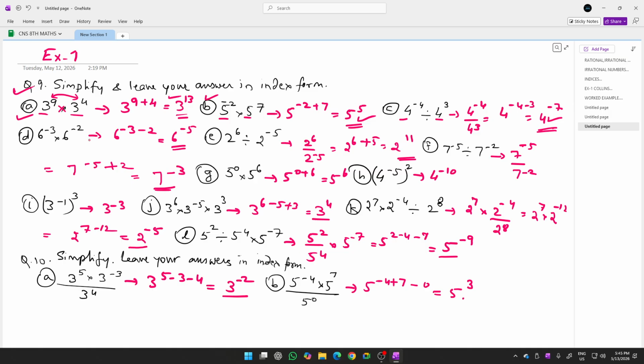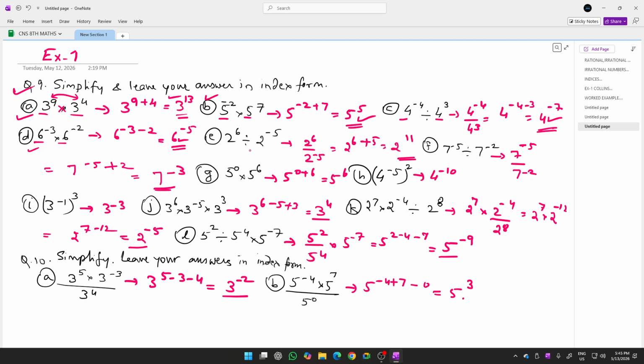Okay. Next question is D. And D says 6 raised to minus 3 times 6 raised to minus 2. Both the bases are the same, so we can just add the index. So it will be 6 raised to minus 3 minus 2. Minus 3 minus 2 is minus 5. So the final answer will be 6 raised to minus 5.